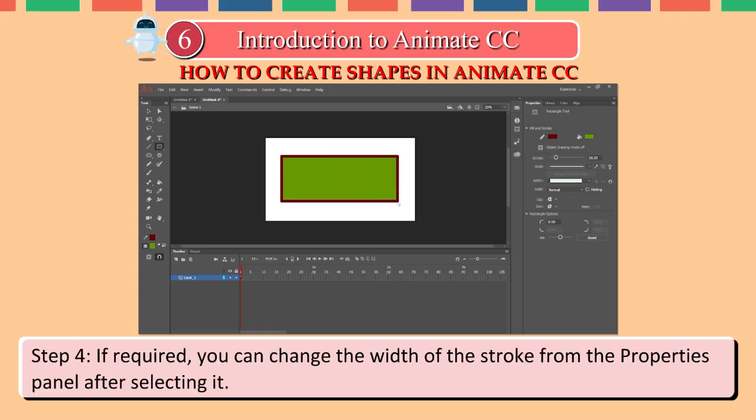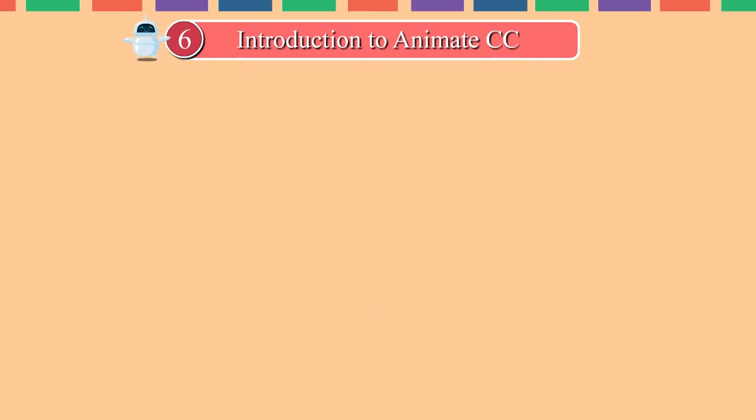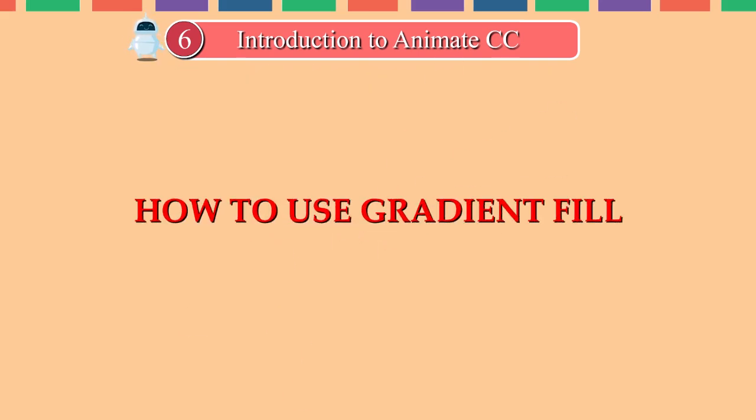Step 4. If required, you can change the width of the stroke from the Properties panel after selecting it. After the change of width, your rectangle will appear as shown below. How to use Gradient Fill.